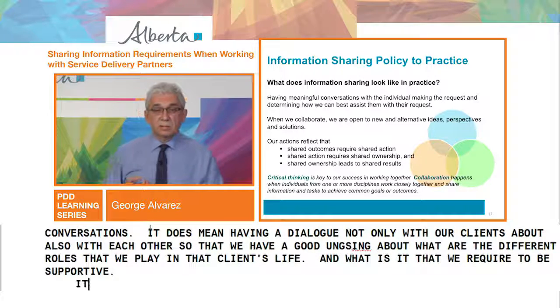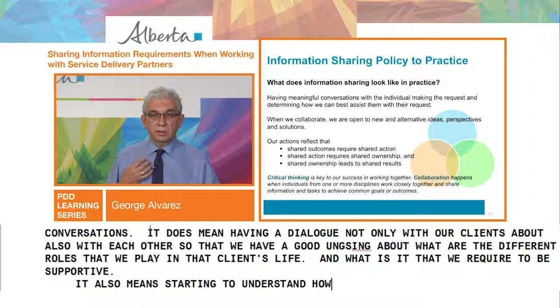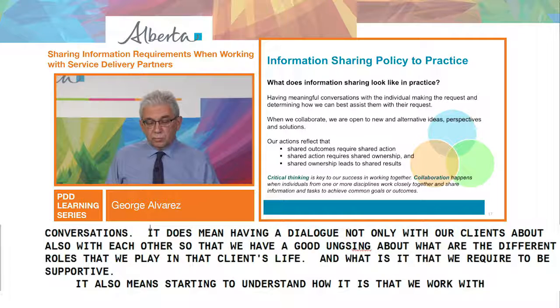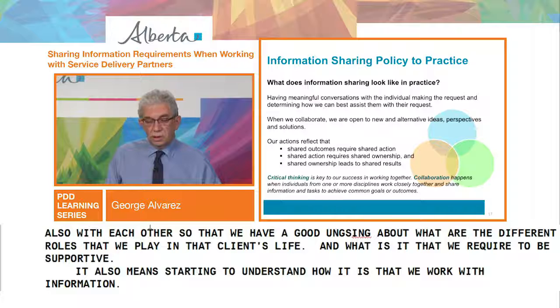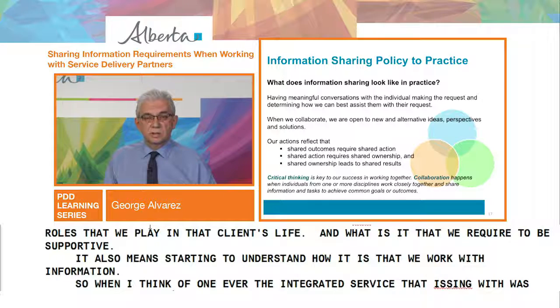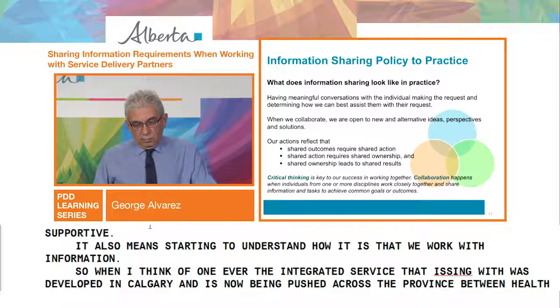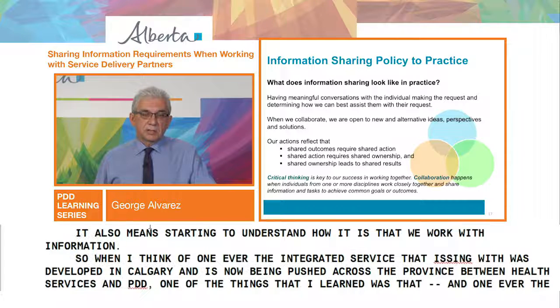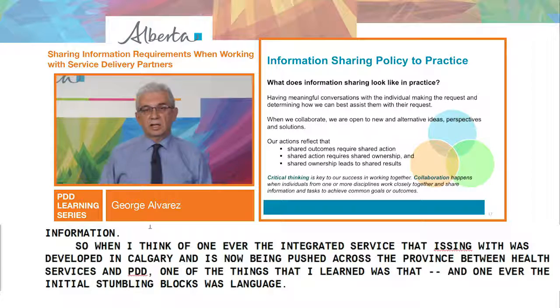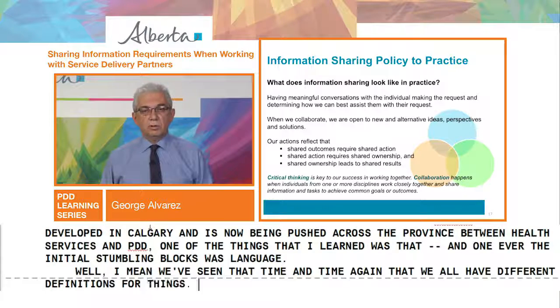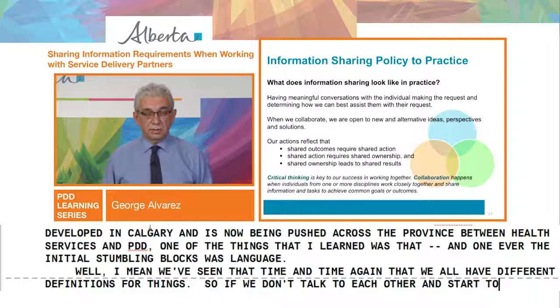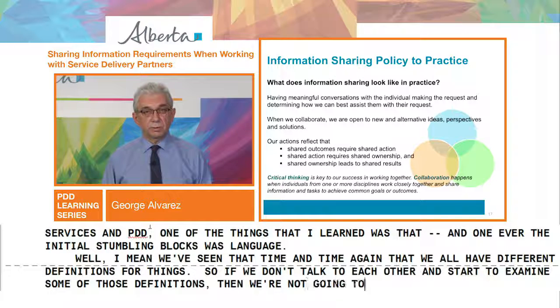It also means starting to understand how it is that we work with information. So when I think of one of the integrated services that was developed in Calgary and is now being pushed out across the province between health services and PDD, one of the initial stumbling blocks was language. We've seen that time and time again, that we all have different definitions for things. If we don't talk to each other and start to examine some of those definitions, then we're not going to be able to move forward very fast.